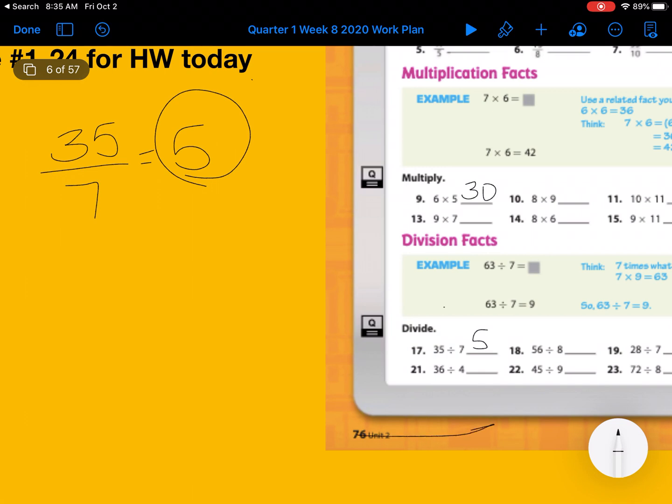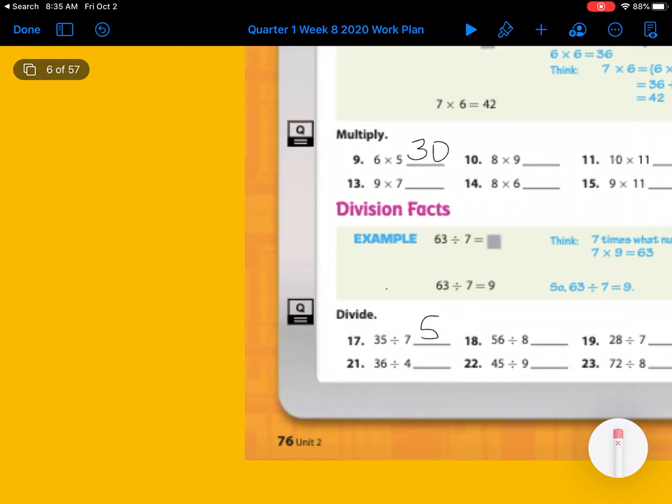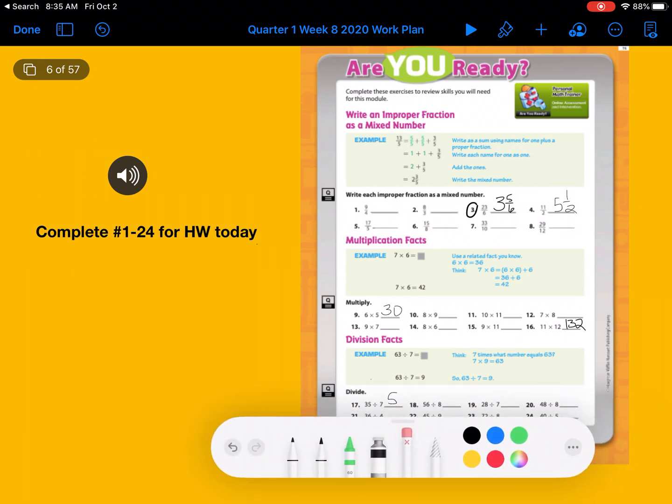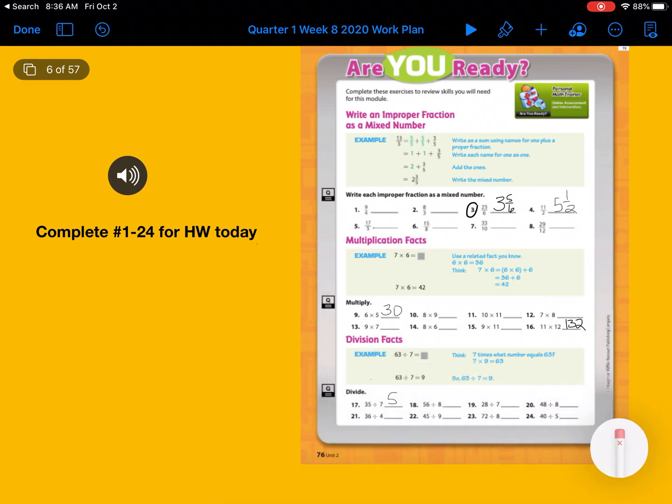Okay? If you don't know your multiplication and your division facts, now is the time to start brushing up on those. That is how you do your assignment today. This is the Get Ready page. These are all the skills you're going to need for Chapter 4.